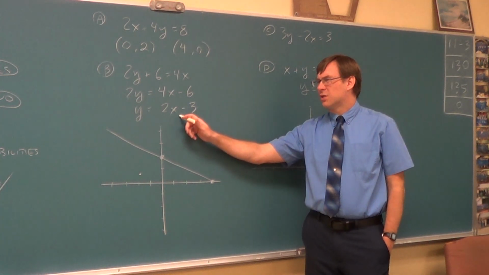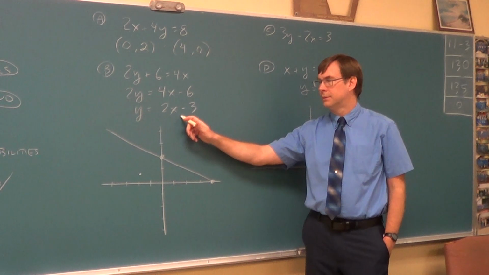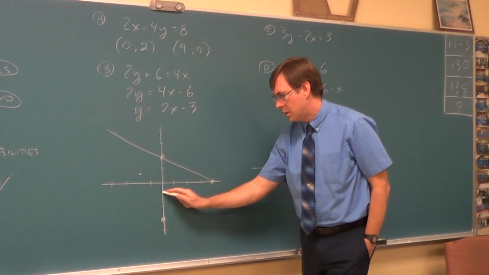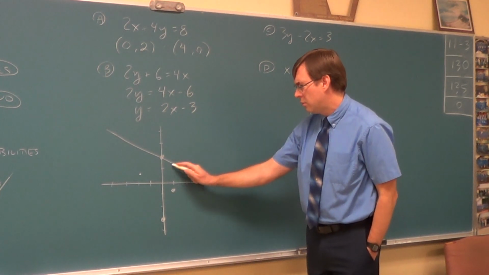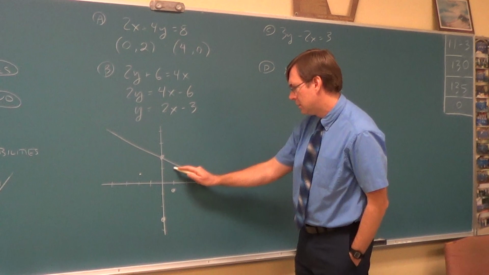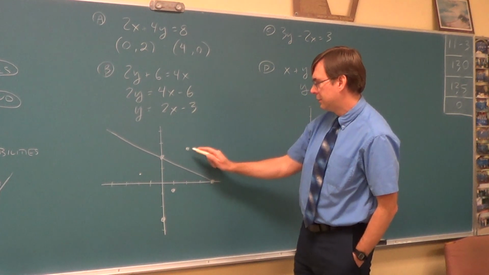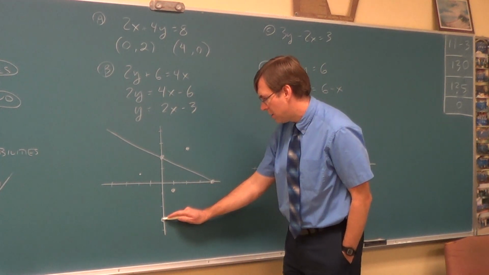How do we graph using slope-intercept form? We got this y equals. Where are we headed on this? Down 3. Down 3 to make a dot. Up 2, right 1. Up 2, right 1. And then we could go up 2, right 1 again. We'd be over there somewhere. And then play connect the dots.